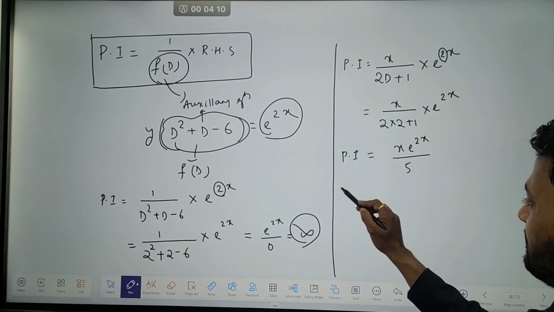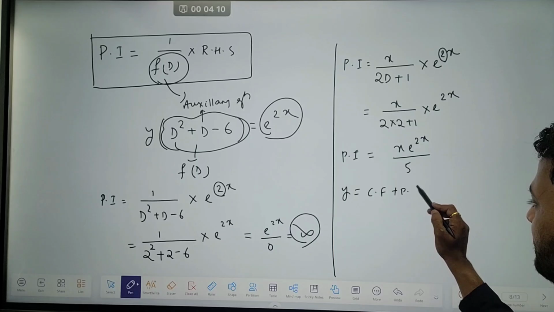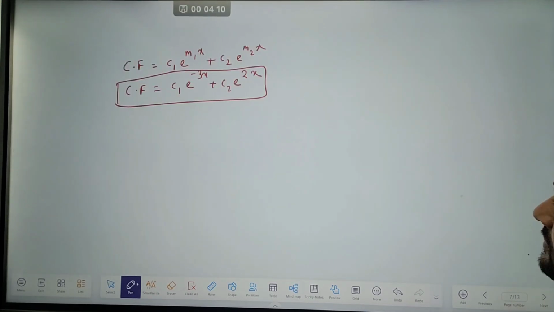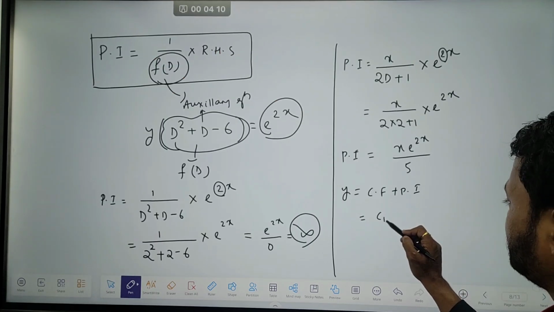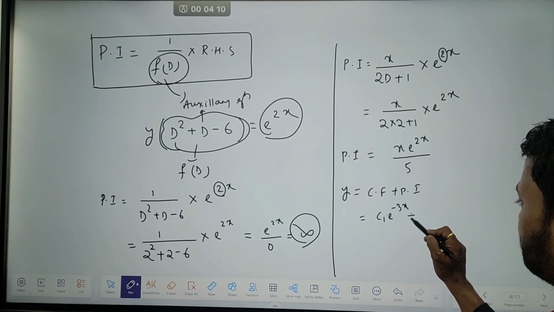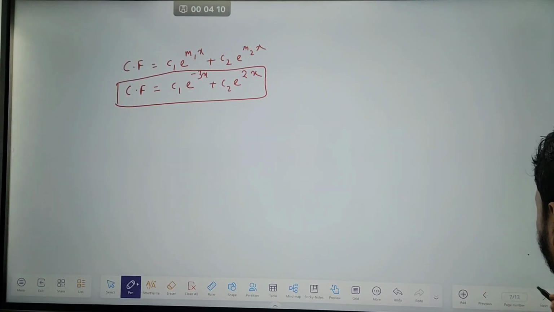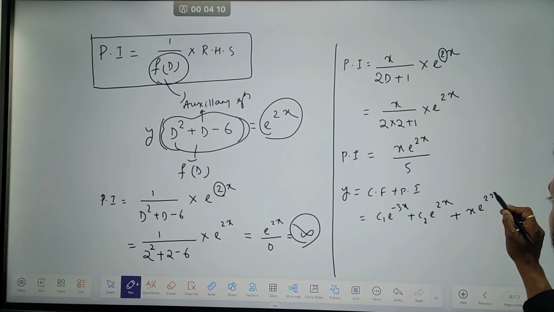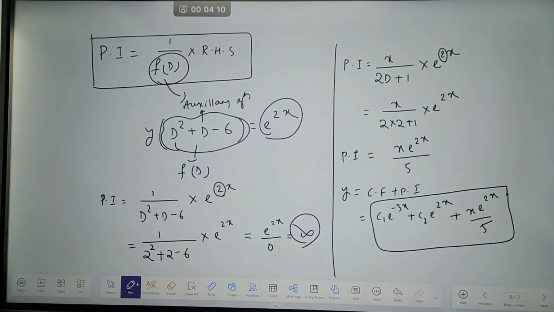Understood? So what is your final answer? y equal to CF plus PI. What is CF? CF is C1 e to the power minus 3x plus C2 e to the power 2x. Let me check. Yes, that's right. Then plus x into e to the power 2x by 5. This is your final answer. Note this down a little.